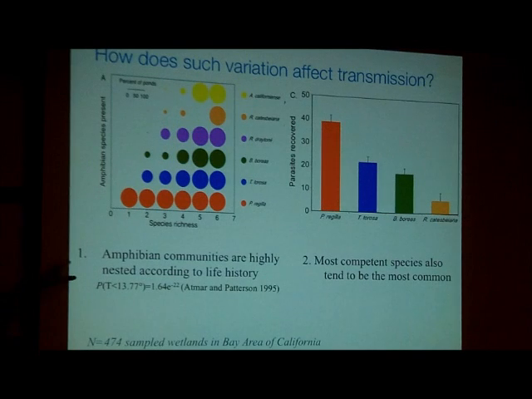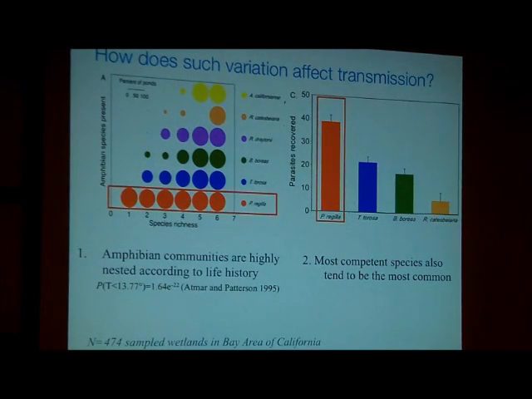So they're nested, which is important, but what's even more important is the relationship between the order of assembly and essentially the competency of these different hosts for Ribeiroia. And we have data at least for 4 of the amphibian species, and we can show this relationship between that the most competent species also tend to be the most common ones that we encounter in these ponds.